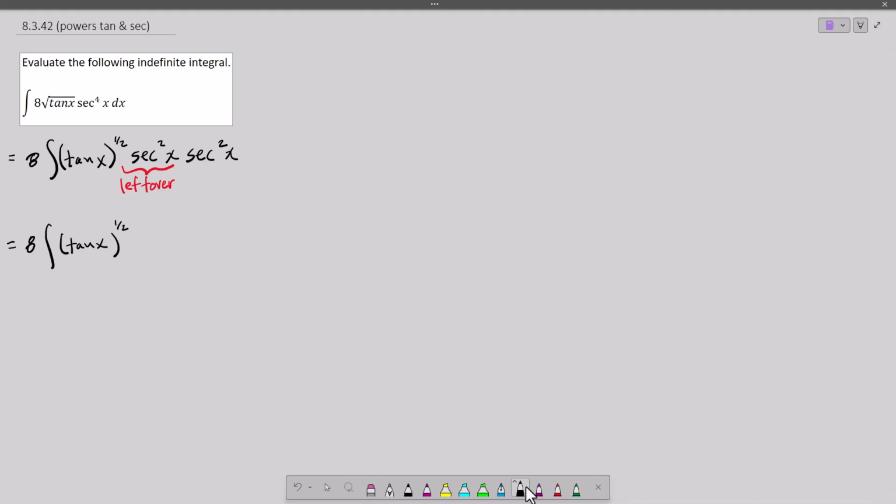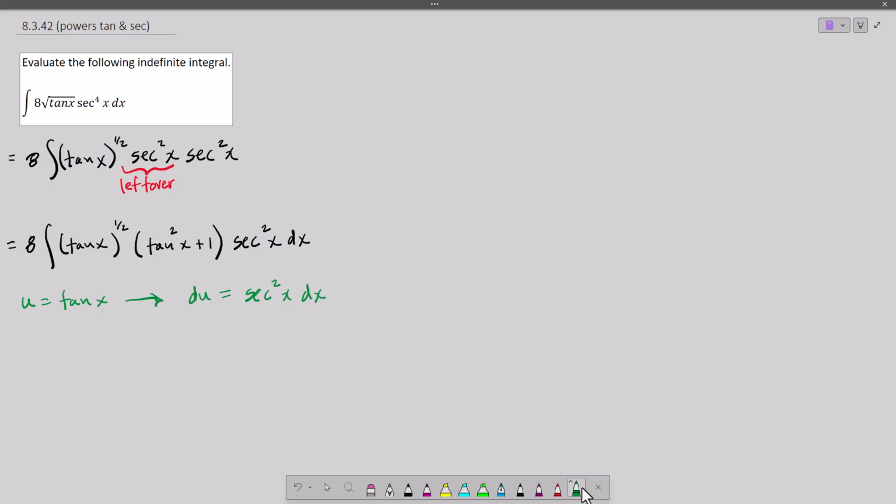And now we convert the leftovers. Secant squared is tangent squared plus 1. So we are going to replace secant squared with what it is equal to in terms of the other trig function. And now we are poised for u substitution. Let's do u equals tangent of x, which will have du equal to secant squared of x.